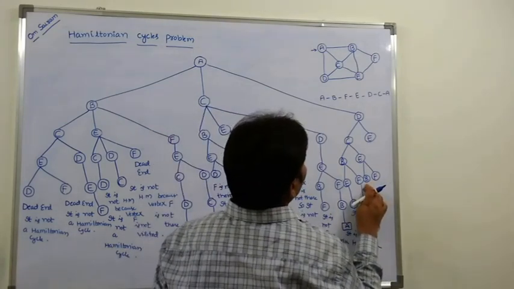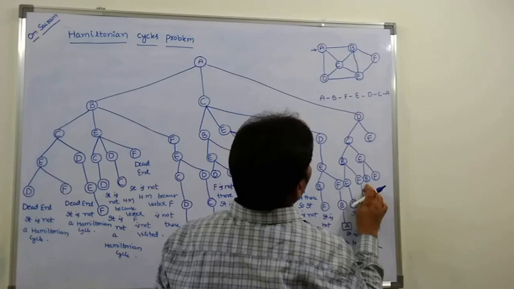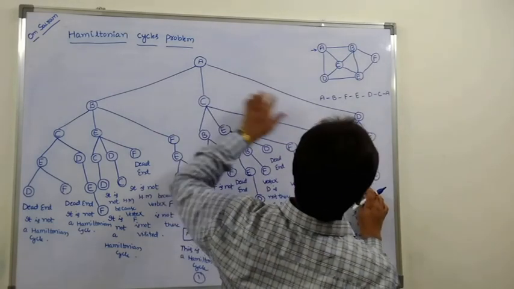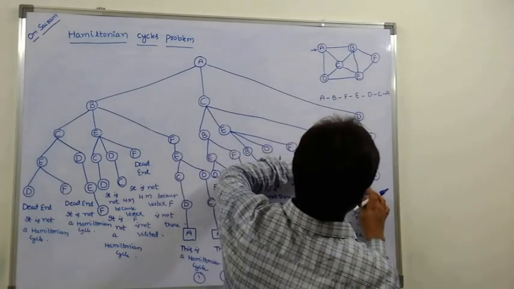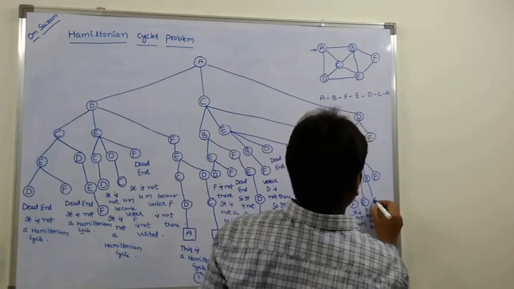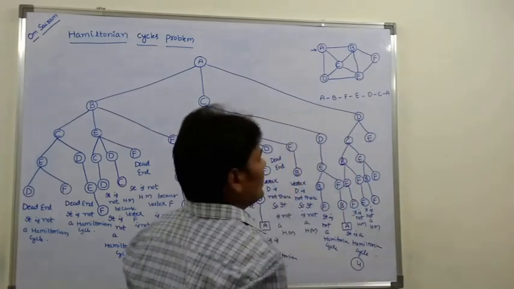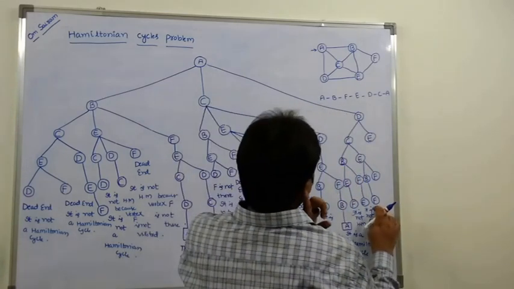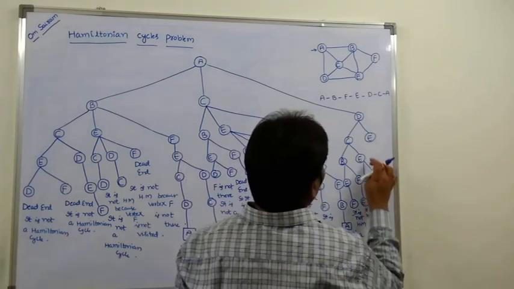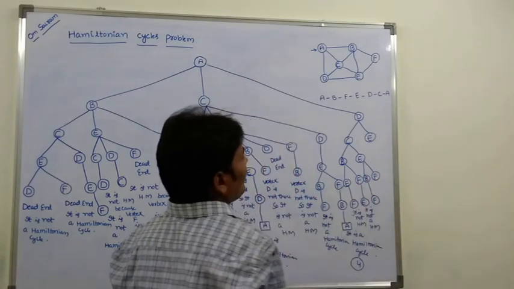So what are the adjacents for vertex B? A, C, F, E. A is already completed, C is already completed, E is already completed, but F is not there. So now consider F. What are the adjacents for F? B and E. Already visited.